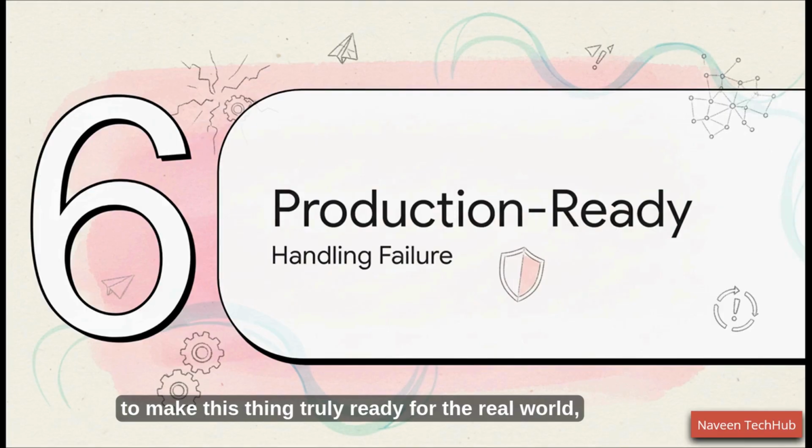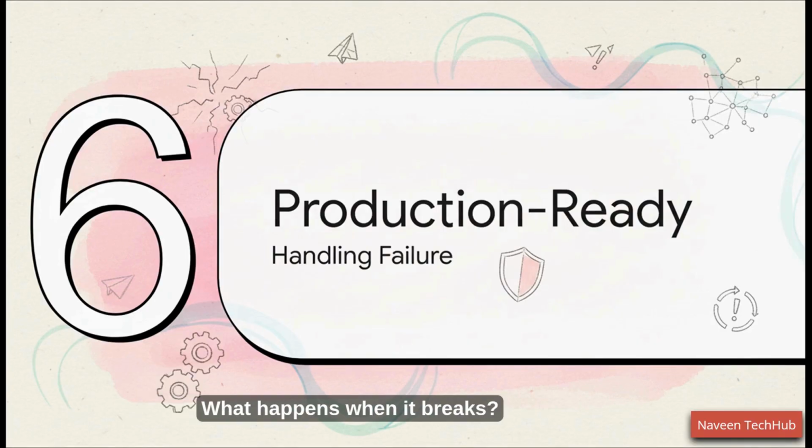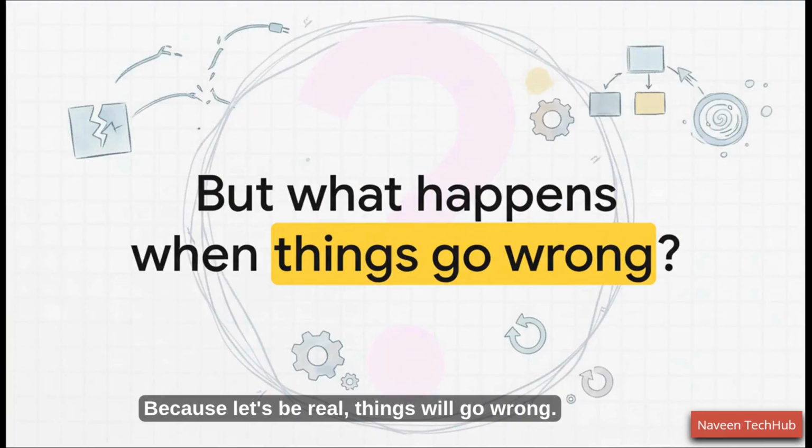But to make this thing truly ready for the real world, we need to talk about one more crucial thing. What happens when it breaks? Because let's be real, things will go wrong. An external API will go down, a database connection will time out, a simple workflow just stops, and you might even lose data. A production-grade system, on the other hand, has to be built for resilience.